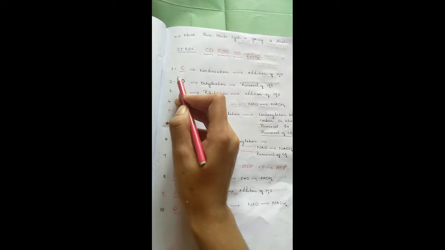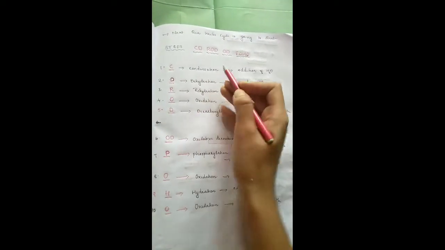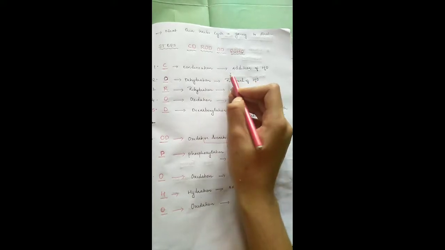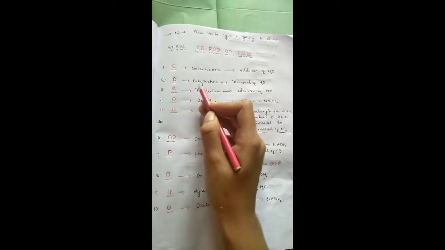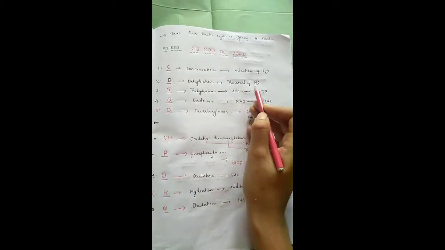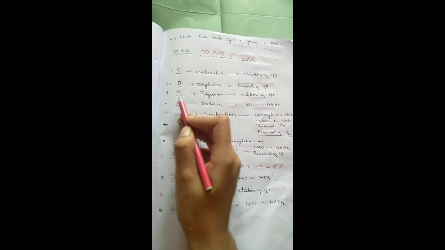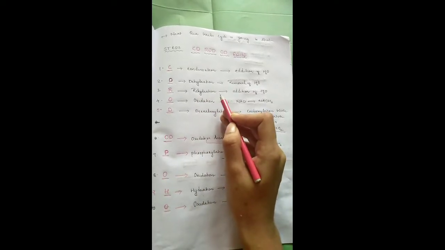The first step starts with C, and C is for condensation. Condensation means an addition of H2O. The second step starts with D, and D is for dehydration, and dehydration means a removal of H2O. The third step starts with R, and R is for rehydration, and rehydration means an addition of H2O.